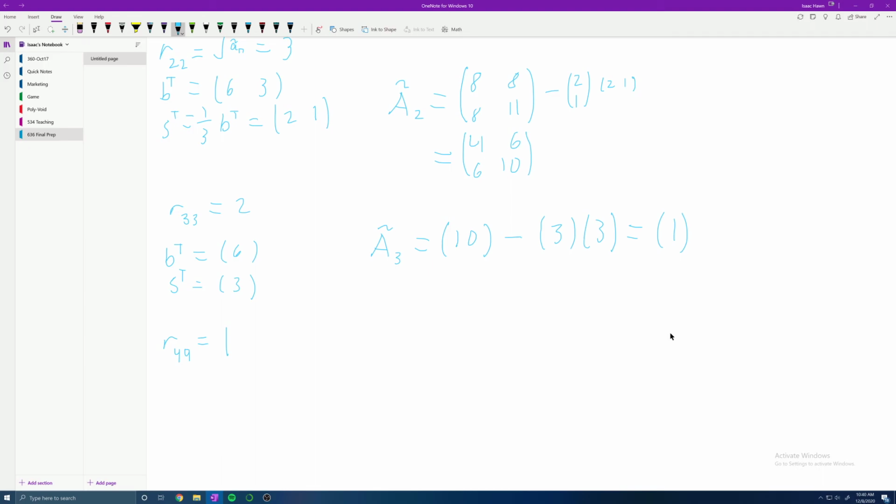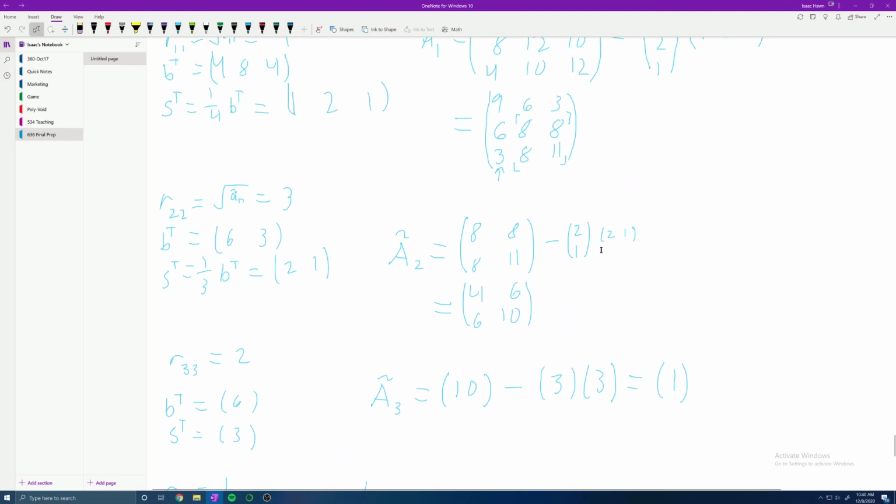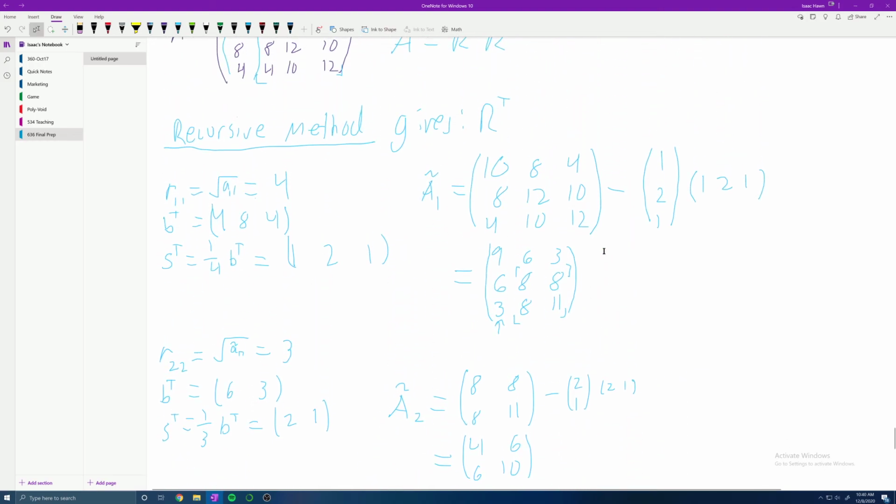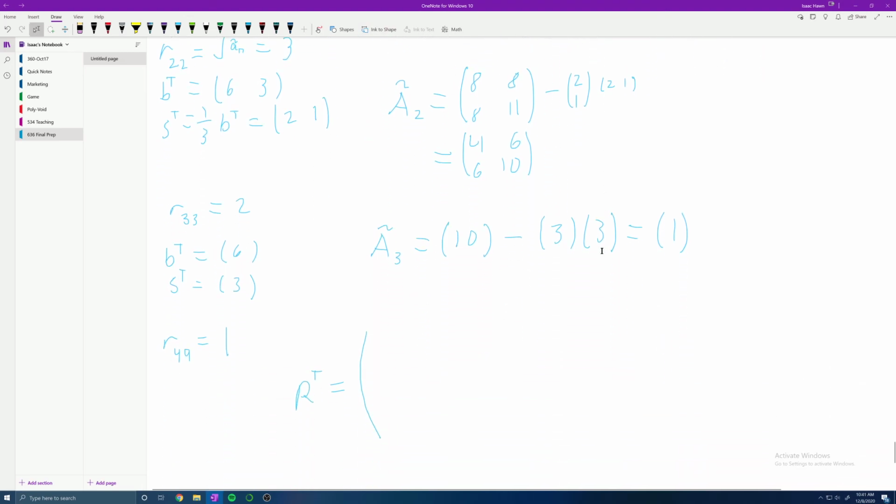Matrix RT, R transpose is going to be RT. And then what we're going to do here is we're going to put in all the pieces we just computed. So let's do that. Remember, our RT is going to be the lower triangular one, so we can put in the diagonal entries from the R values here. So we have 4, 3, 2, and 1 as the diagonal entries. And remember, it's lower triangular, so we can just put zeros in the rest of this.